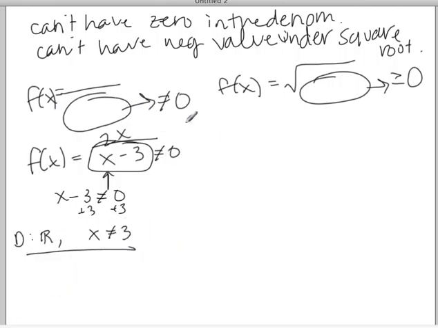So for this problem right here, this is what gets confusing for some people. They do a lot of square roots, and then all of a sudden they say this one has to be greater than or equal to 0. You make sure and remember that this is not equal to 0. Fraction not equal to 0.